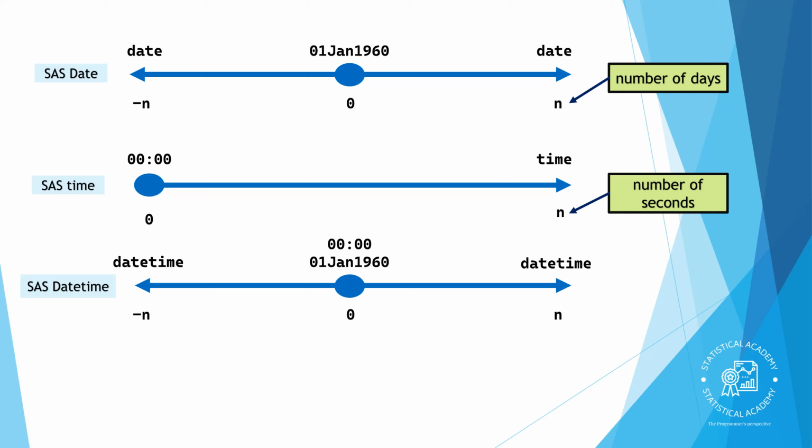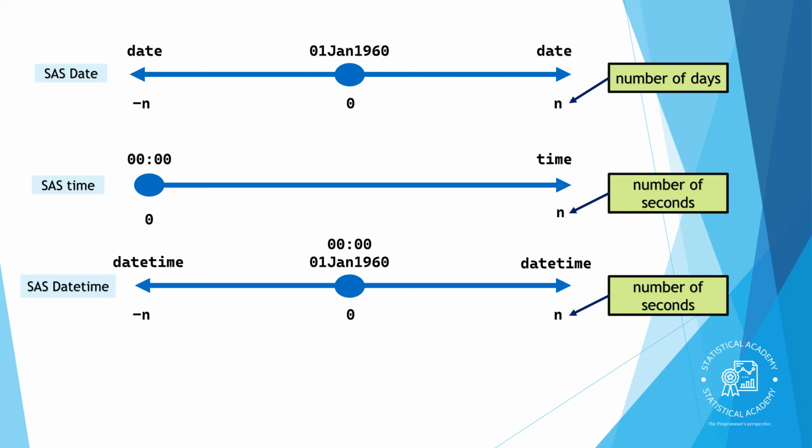Remember that dates in SAS are stored as the number of days since January 1st, 1960. It is possible for data to also include times or a combination of dates and times. A time value in SAS is stored as the number of seconds from midnight. A datetime value in SAS is stored as the number of seconds from midnight on January 1st, 1960.